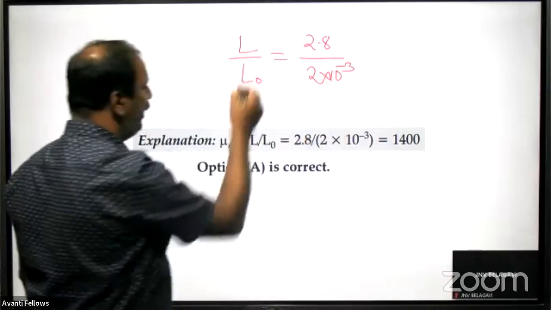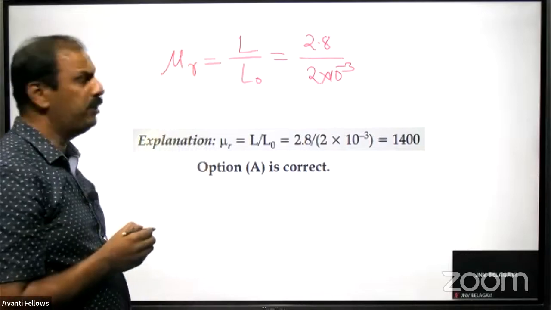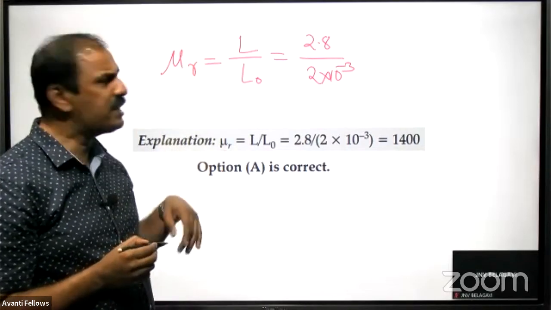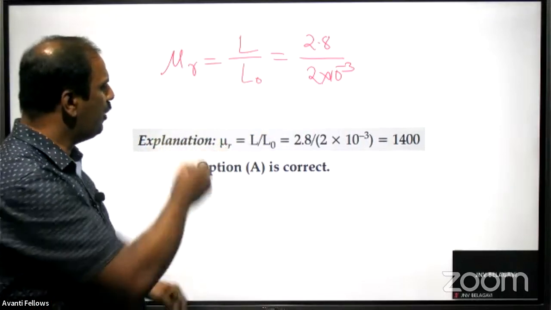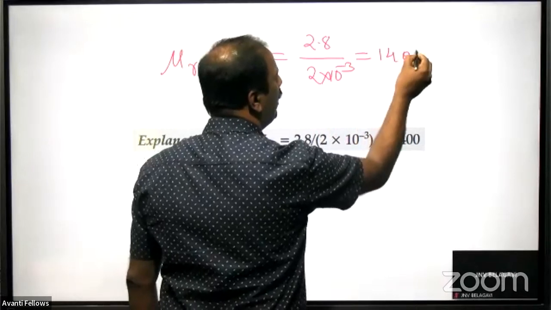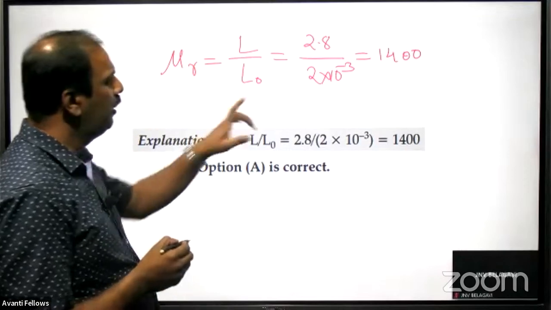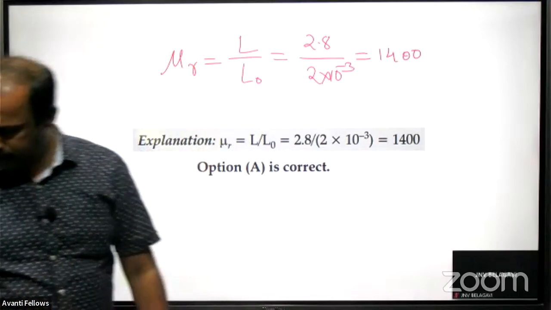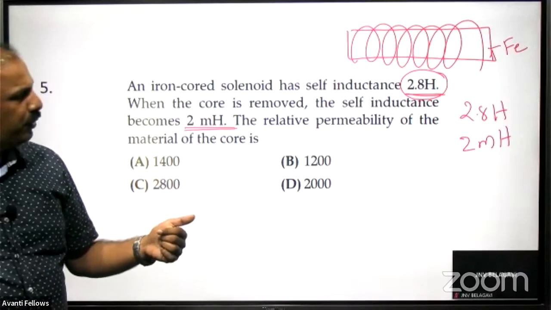So this L by L0 will be equal to mu R, the relative permeability. This mu R we discussed in the previous class. So mu R is equal to L by L0. From this you will get mu R is equal to 1400. This 1400 is there as an option, so you can see option A is the answer for this one.